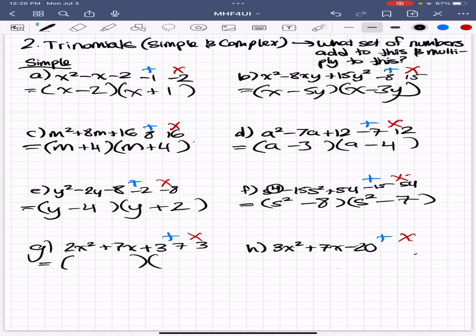Now this is a complex trinomial. So here's your final answer. 2x multiplied by x is 2x squared. 2x multiplied by positive 3 is 6x. Plus 1x would be 7x. That's the middle term there. 1 multiplied by 3 results in the multiplication term there, positive 3.